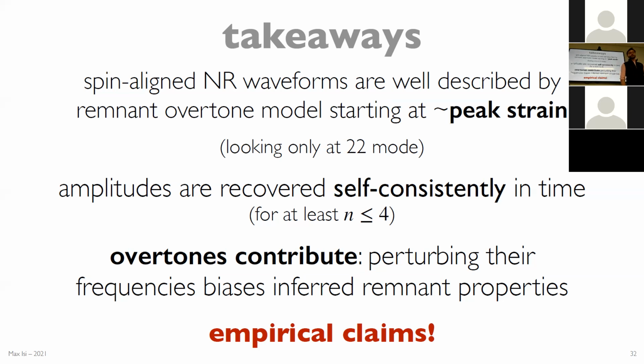And overtones contribute in some physical way, because if you perturb those frequencies away, then you lose your ability to measure the mass and the spin that you know from the simulation to be true. So these empirical claims are all we need to then go to the data and check whether that's the case.